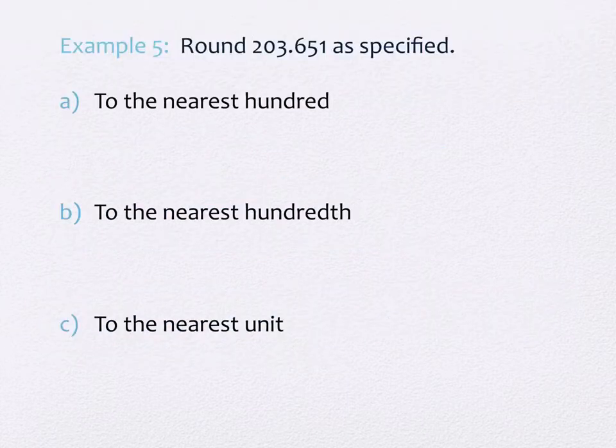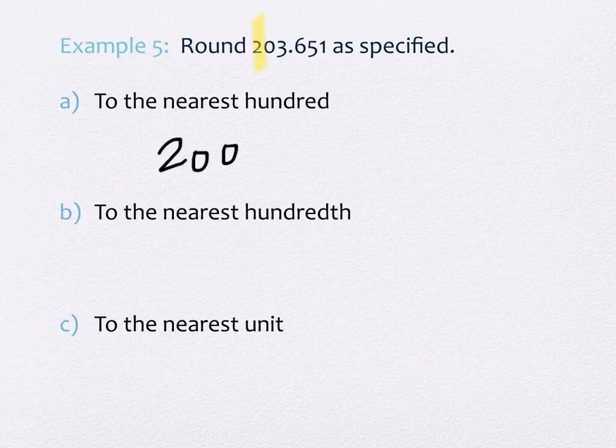All right, so let's take a look at rounding. Notice this first one with rounding asks you to look at the hundreds place. So the hundreds place is the 2 itself. So this number would be 200. How about hundredths?